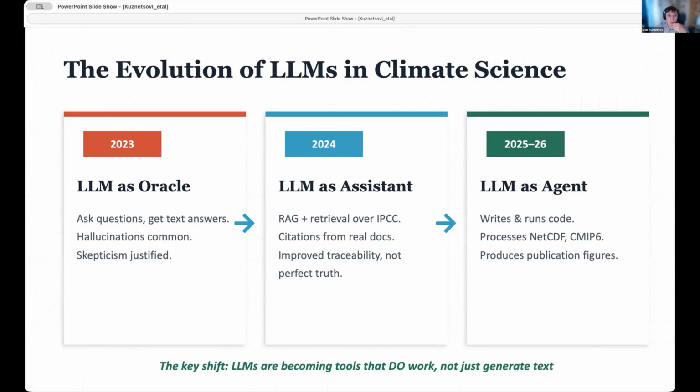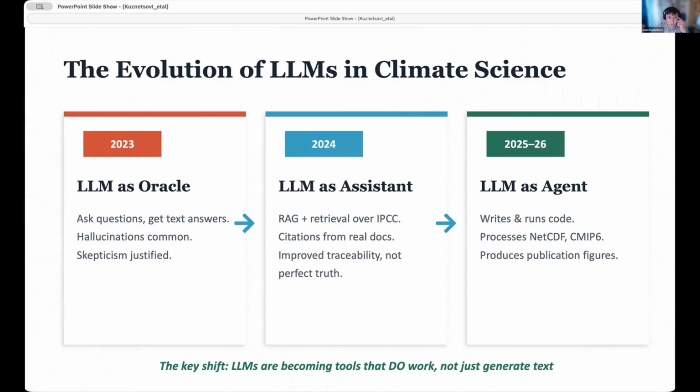In phase two, in 2024, the LLM as assistant, the retrieval augmented generation, or RAG, made those systems more reliable. Systems such as ClimateQ&A and ChatClimate linked answers to source documents, for example, IPCC reports again. The model could point to specific paragraphs, link claims to the source, and sometimes refuse to answer when nothing relevant was found. This was a clear improvement, but the LLM was still mostly a chat interface. It could summarize and retrieve information, but it could not do analysis itself.